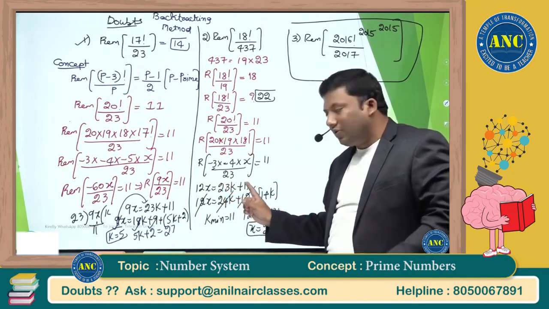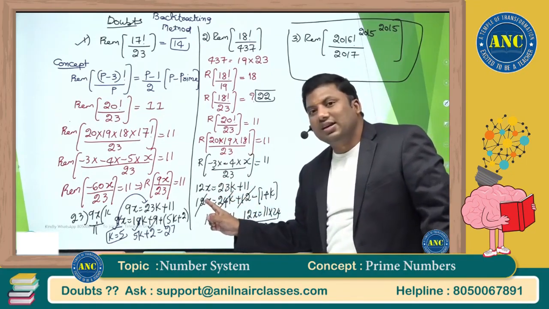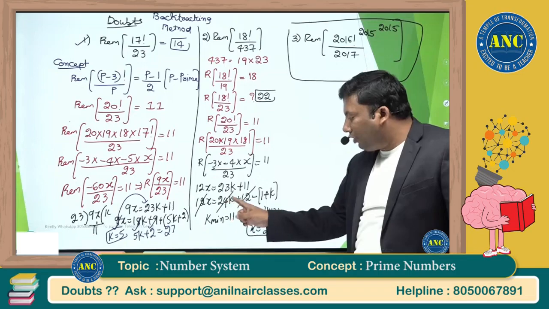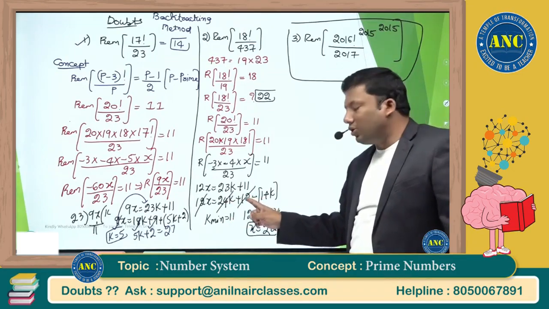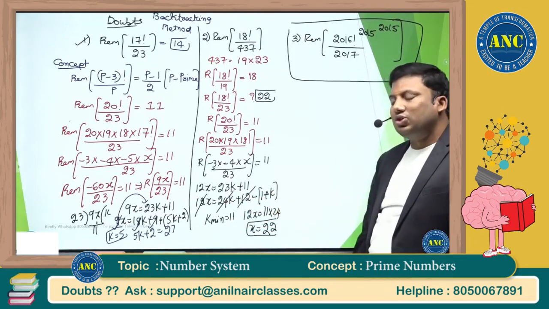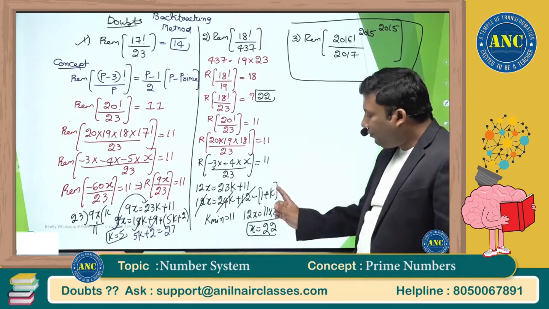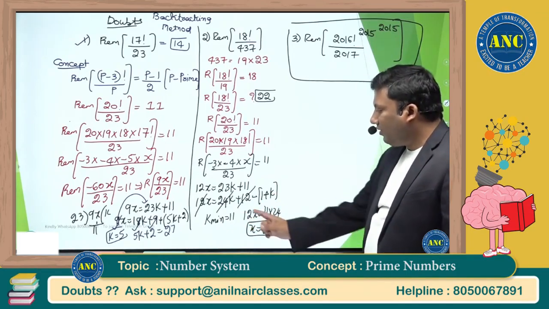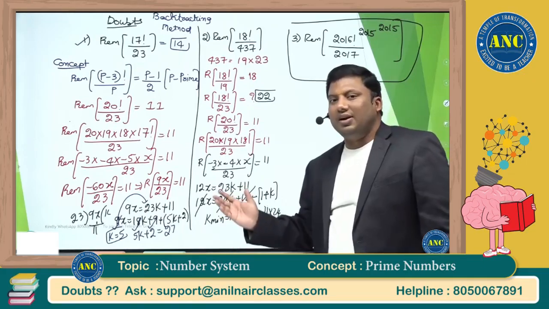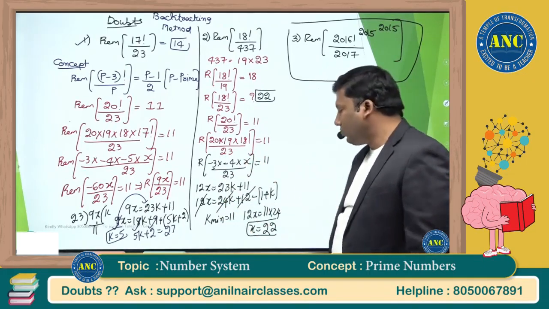12x is equivalent to 23k plus 11. 12x is divisible by 12. 24 is divisible by 12. These are also divisible by 12. 1 plus k should be divisible by 12. K minimum is 11. 23 into 11 plus 11. 11 common, 23 plus 1 is 24.